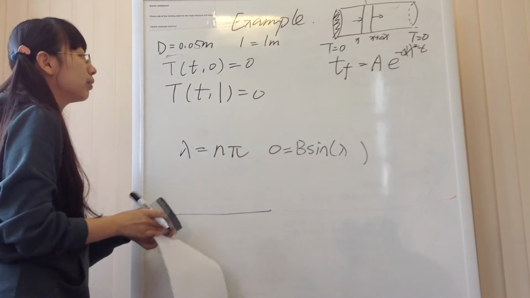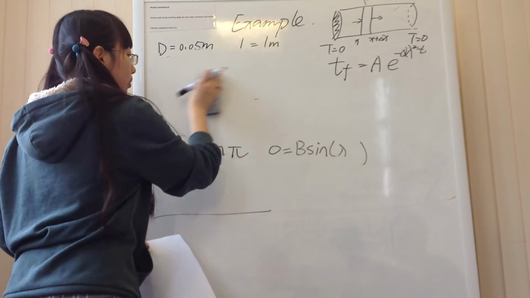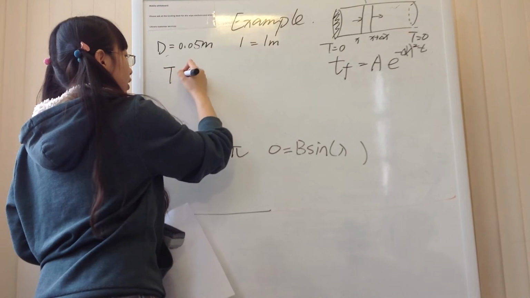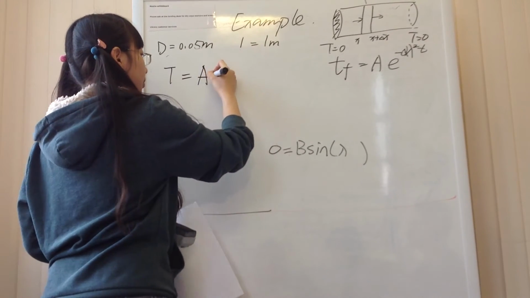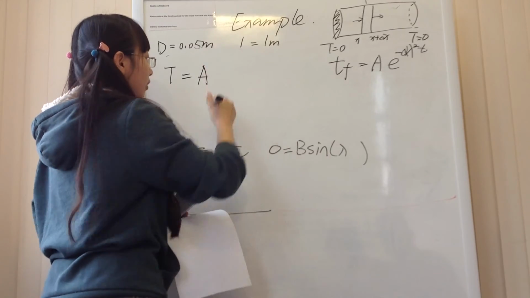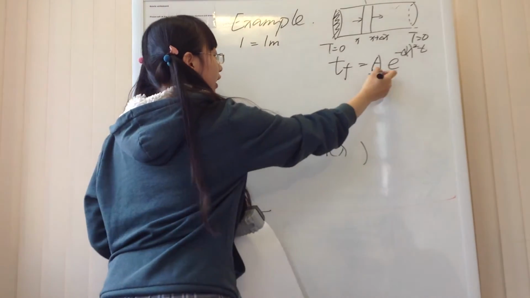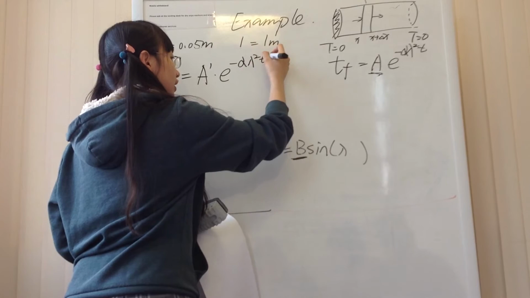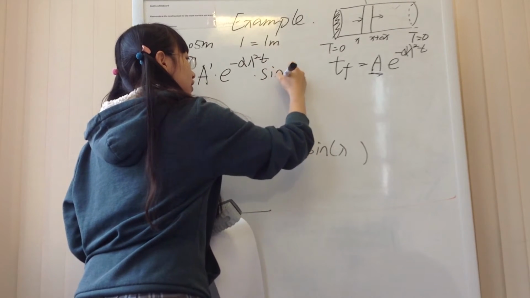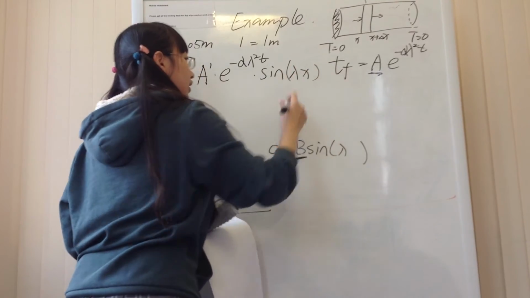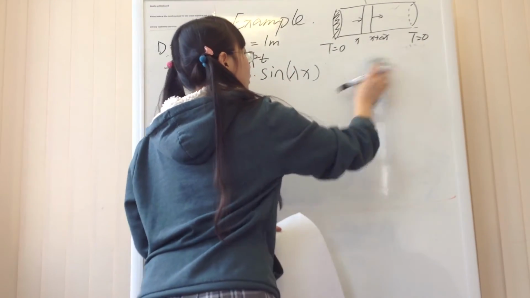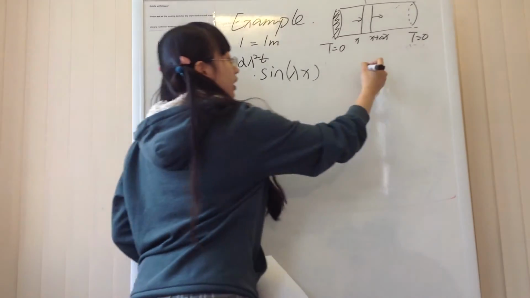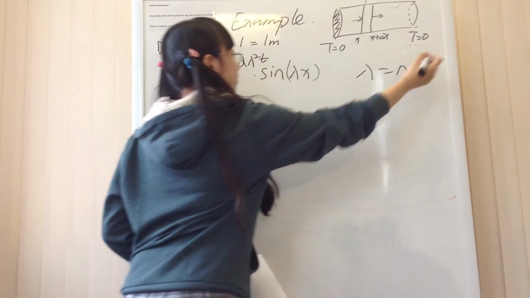And now we have solved two variables, lambda and a, and we just put everything together. So we get t equals a times b. We just call it a new variable a dash. This is the product of a and b times e to the minus alpha lambda squared t times sine lambda x. This is the almost final solution we would like, and lambda we just solved becomes n pi.